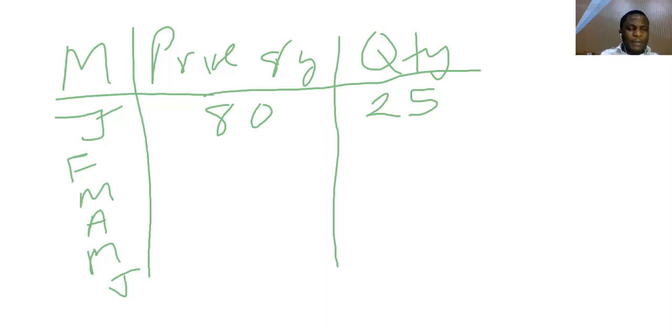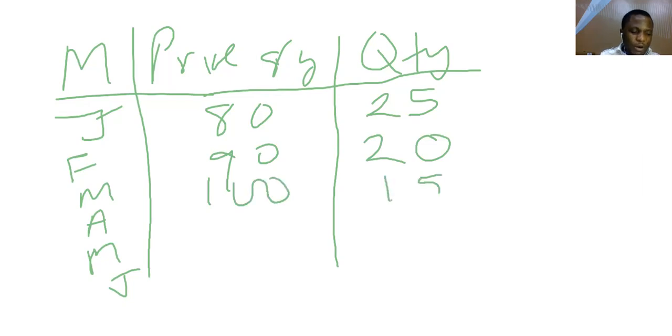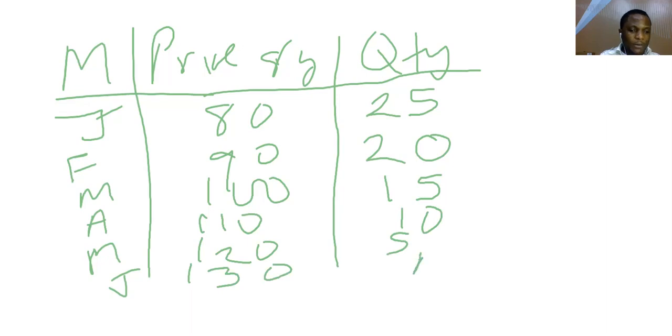In February, probably the price rises to, say, 90. And because the price has risen to 90, my quantity demanded, say, declines to 20. In March, it became 100, and the quantity demanded is 15. I will record all of this. In April, it is 110. The quantity demanded is 10. In May it is 120, and the quantity demanded is 5. In June, it became 130, and I could only demand 1.